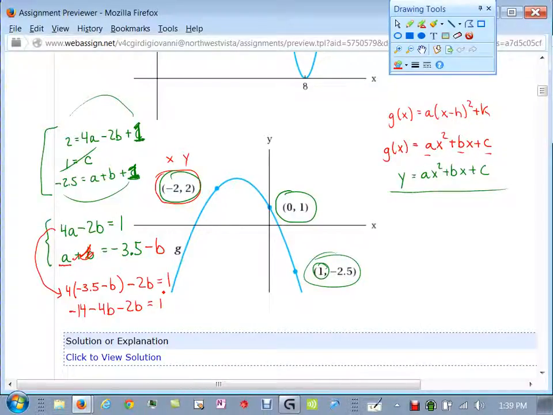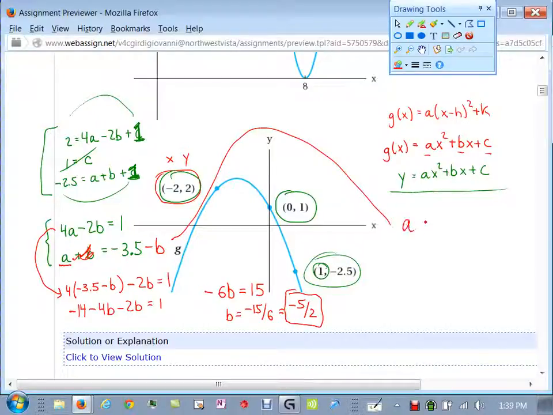Let me move things around here. Put these two together, we get negative 6B. I'm going to add 14 to both sides, which gives me 15. And that means B is equal to negative 15 over 6, which reduces, 3 goes into both of those, negative 5 over 2. And now that I know what that is, I take my equation I had for A here.